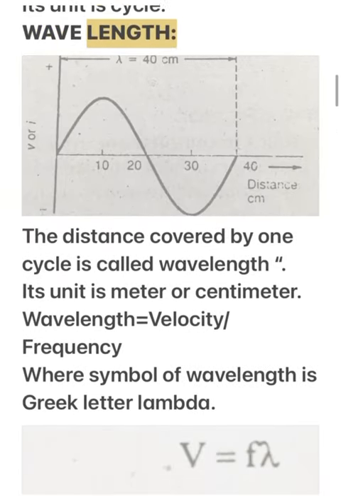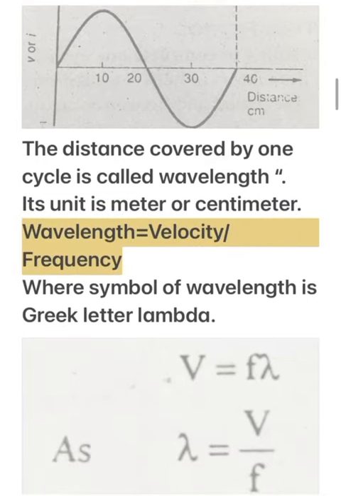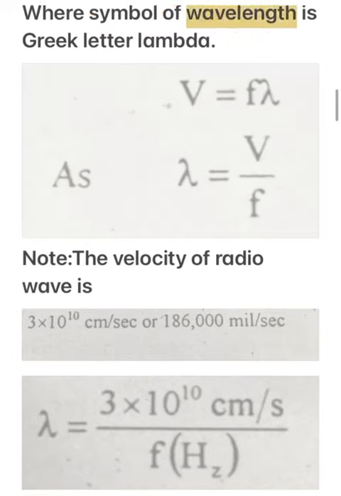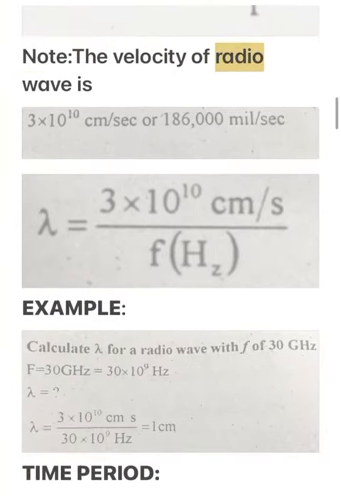Wavelength. The distance covered by one cycle is called wavelength. Its unit is meter or centimeter. Wavelength equals velocity divided by frequency, where the symbol of wavelength is the Greek letter lambda. Note, the velocity of radio wave is an example.